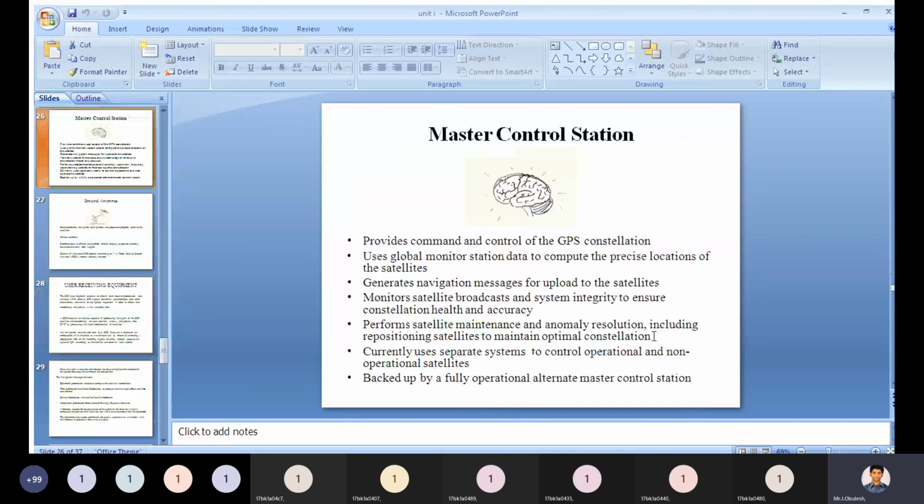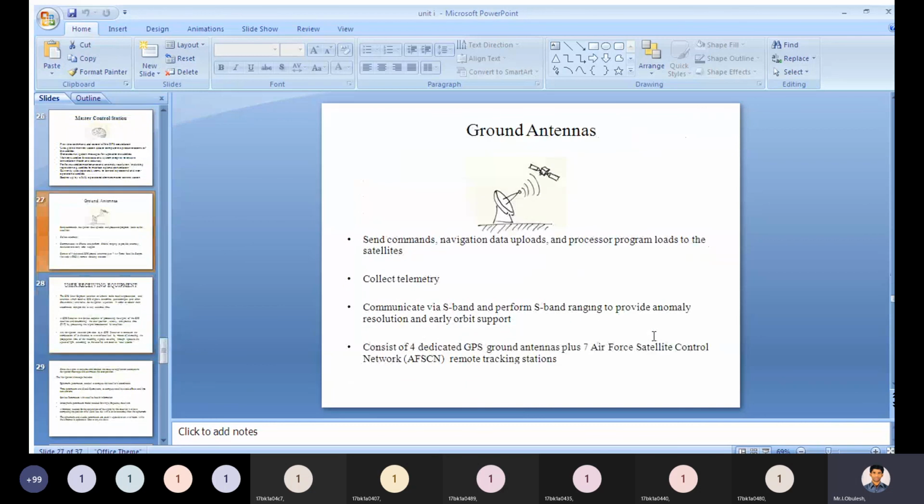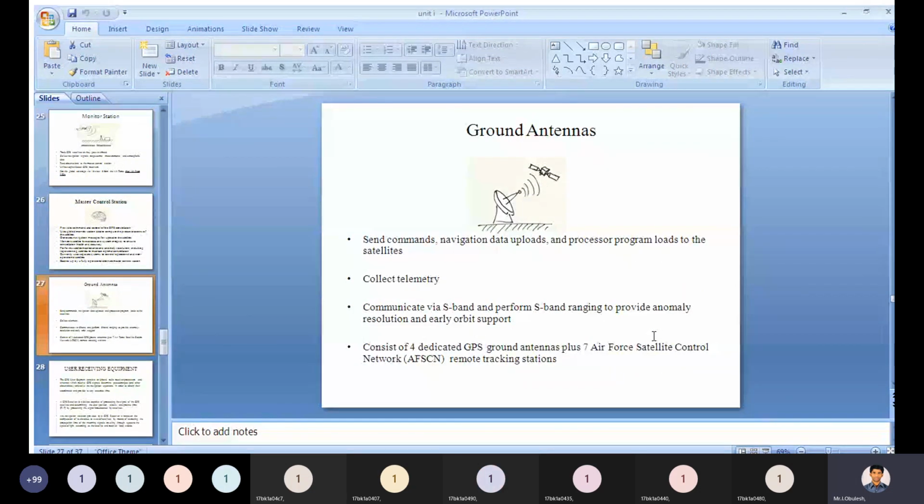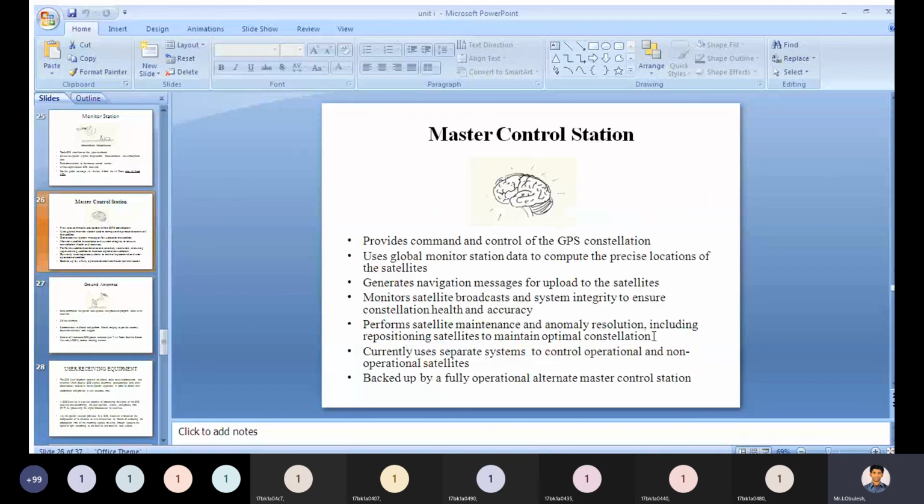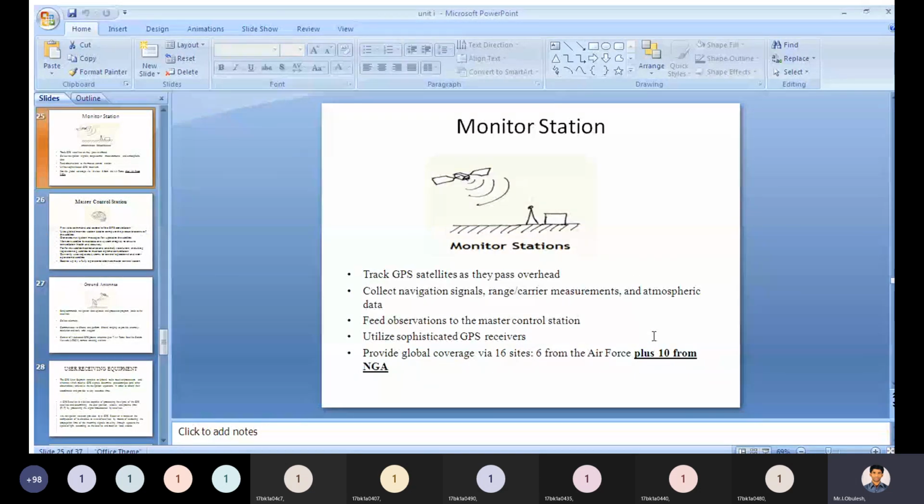Then we need to discuss one by one: monitor station, master control, and ground antenna. So in the next class we will discuss in detail. Now we are going to discuss the quiz questions.